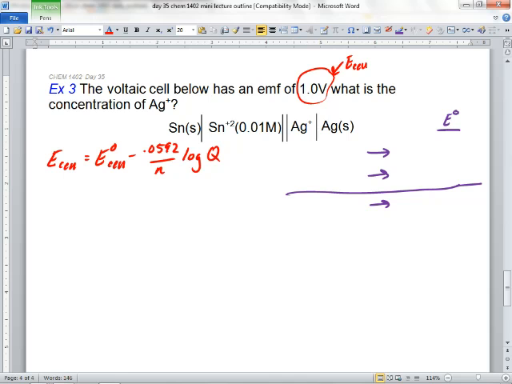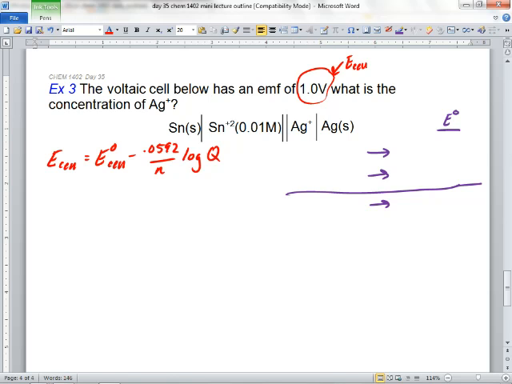Yeah, and you only have a 1 there, so there's no power. It looks good. The tin 2+, we've got to put in the 0.01. Yeah, for that. And then this one we're going to have to solve for. Now, they measured this one, so this is E cell. In the Nernst equation, this is E0 cell, if E cell equals E0 cell.